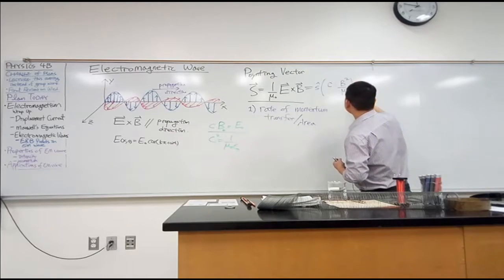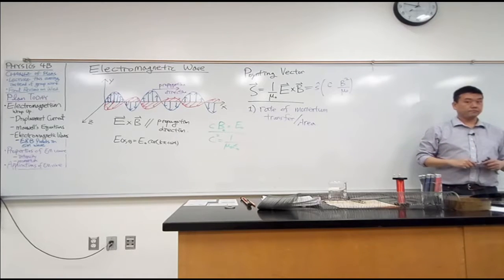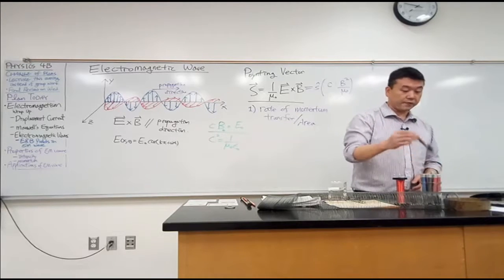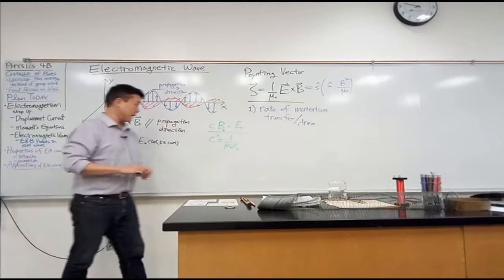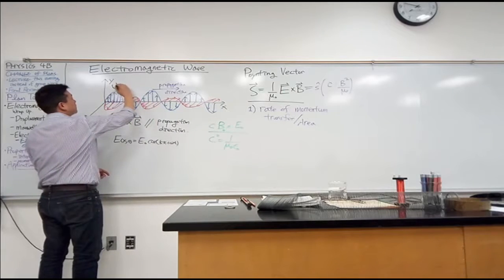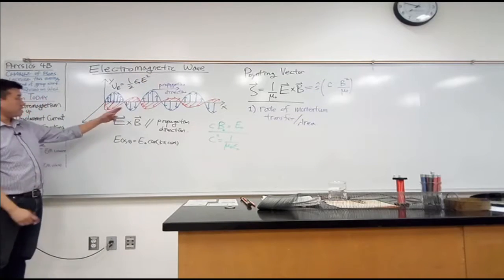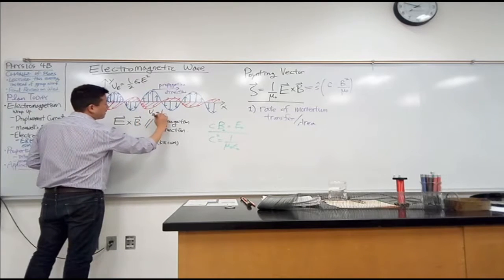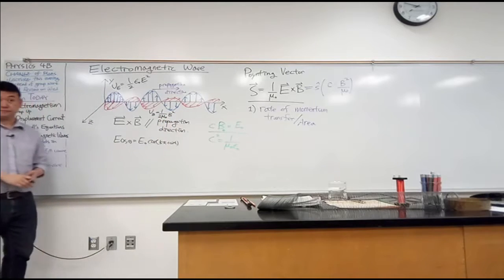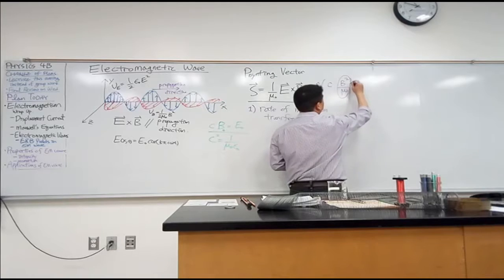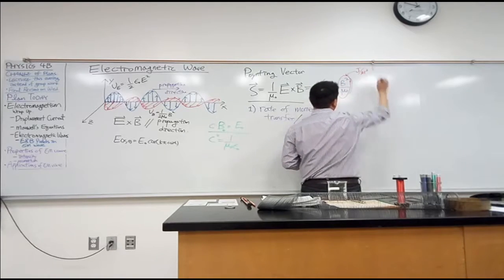Does this quantity remind you of anything? B squared over mu naught? What do you guys remember about the energy density in the electric field and the energy density in the magnetic field? That's another useful formula to memorize. Energy density in the electric field is 1/2 epsilon naught electric field squared. Energy density in the magnetic field is 1/2 mu naught magnetic field squared. So from that alone, this particular combination must have units of joules per cubic meter, energy density.